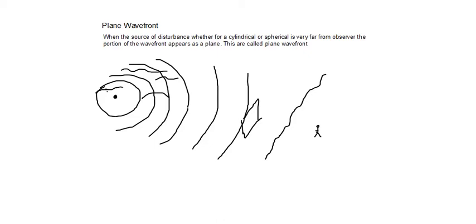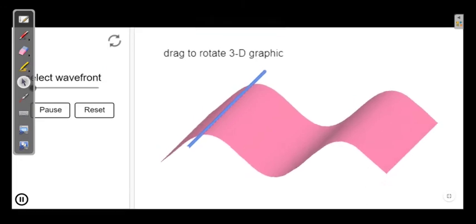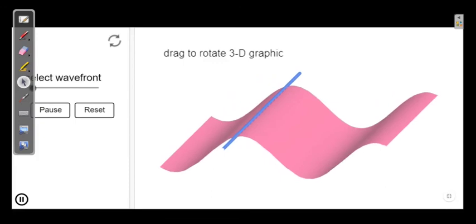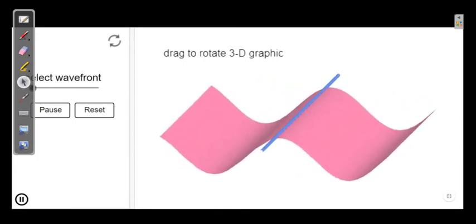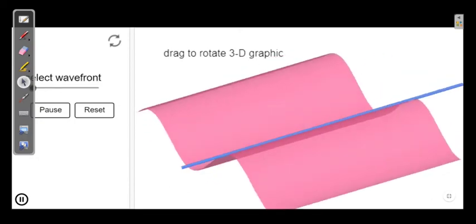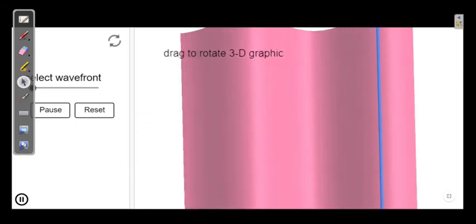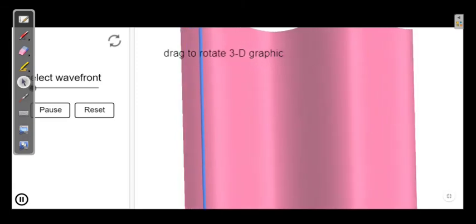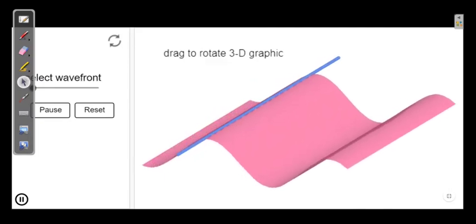Let me show you one animation regarding this. You can see a blue line, it is a plane wavefront. All the points on the blue line are vibrating in the same phase. So this is called a plane wavefront. If I look from there, you see it's just a plane, a straight line. So this is the concept of the plane wavefront. Thank you.